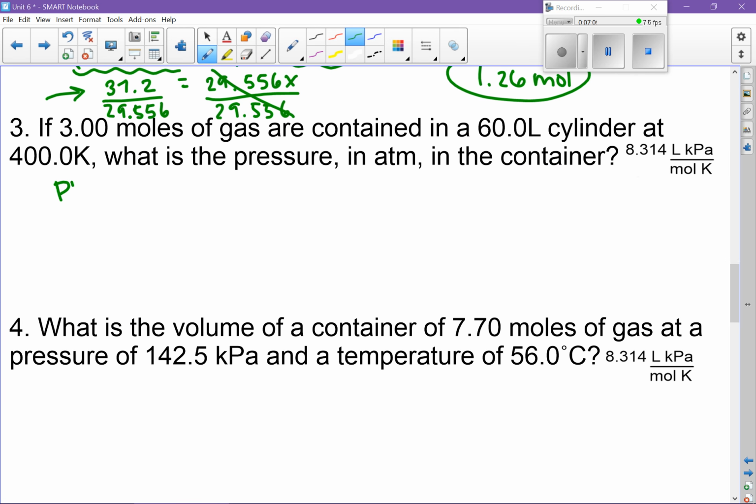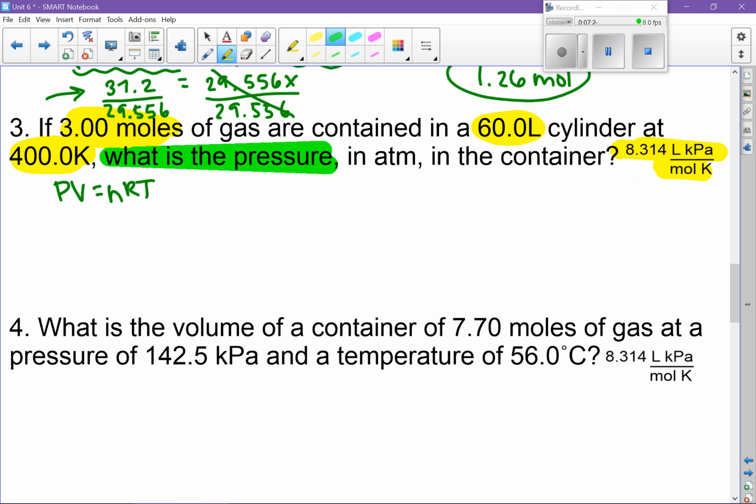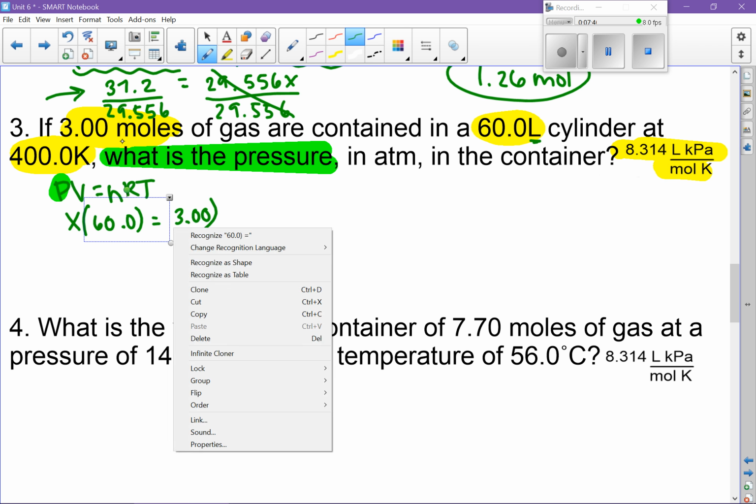Alright, next one. PV equals nRT. Write that formula every time, use it as your map. And then let's find some numbers. There's one, there's one, there's one, here's my R. This one says, what is the pressure? So that means I'm going to put an X in the spot where P goes. Okay, so I'll start with that, X. Next to it I need to write the volume. Liters is the unit for volume. N means moles, which is 3.00, says moles right on it.